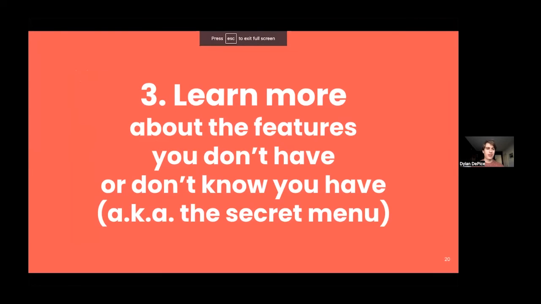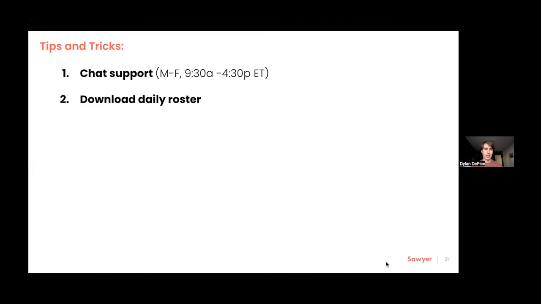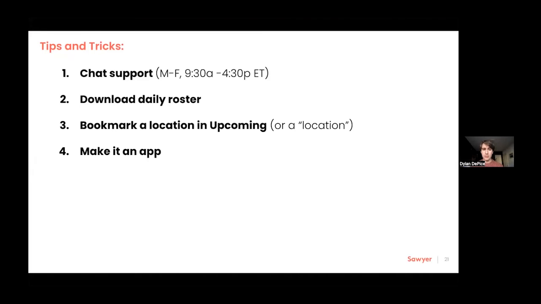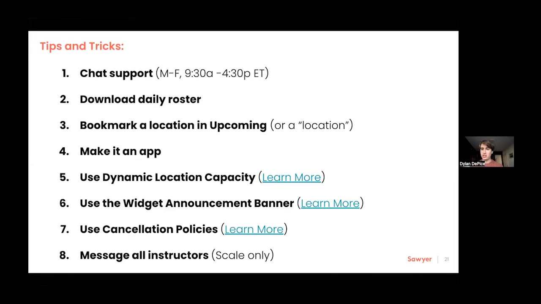Great. Okay, finally into section 3, learn more about the features you don't have or that you don't know you have. So first, I'm going to just hit you with some tips and tricks, as many of the things that I have already mentioned are. First one, chat with our support team, and I'll talk a little bit more about each one of these. Download daily roster, bookmark a location in upcoming, make it an app. We get this question a lot. Use dynamic location capacity, use the widget announcement banner, use cancellation policies, message all instructors.